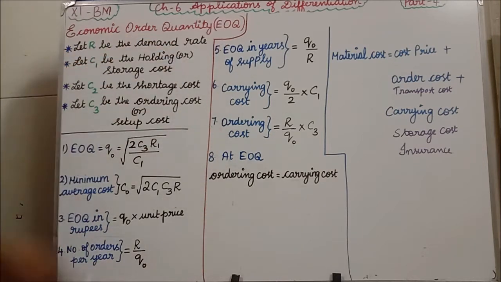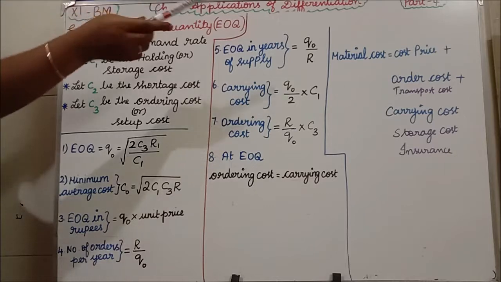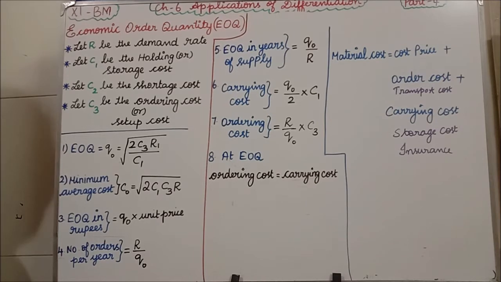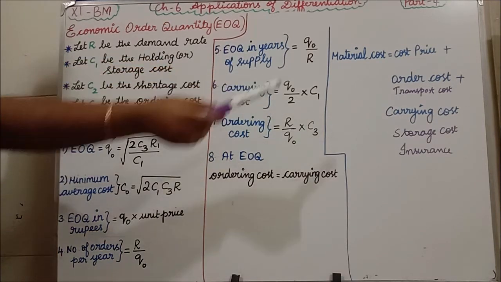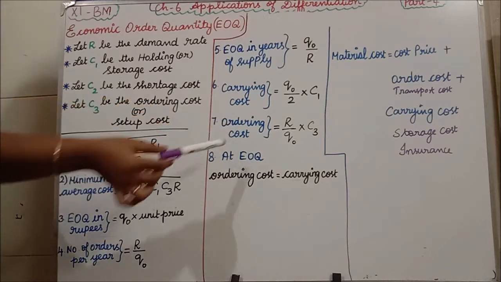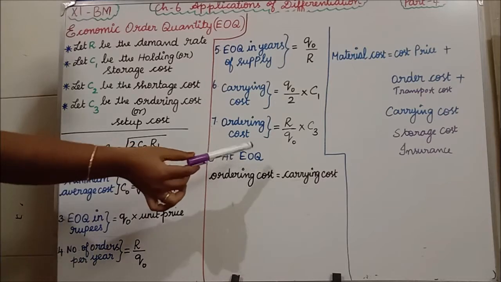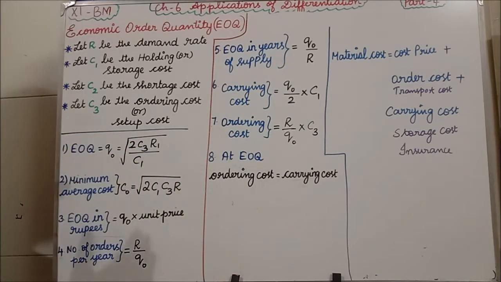EOQ in years of supply. In 1 year how much supply do we need? We can calculate that as Q0, which is the EOQ, divided by demand. The sixth one is carrying cost. If they ask to find the carrying cost, it is Q0 divided by 2 into C1. Ordering cost is R divided by Q0 into C3. At EOQ, the ordering cost will be equal to the carrying cost.